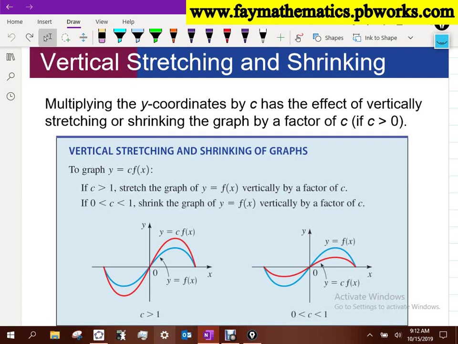So what's happening is that we're taking our parent function ordered pairs, and we're taking the y values and multiplying them by whatever that multiplier is, whatever c is. Well, if c is bigger than 1, it's going to make those y values grow. If c is between 0 and 1, it's going to make those y values shrink. And then, graphically, we get that vertical stretch or that vertical compression.